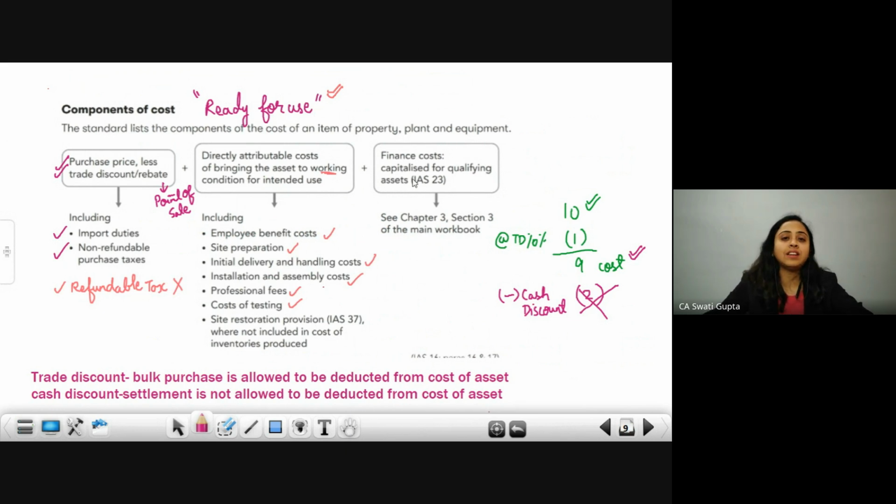We'll take it later once we complete our IAS 16 and IAS 40. Then we'll go ahead with IAS 23. That will tell you about interest expenses, whether they should be capitalized or not. Okay.